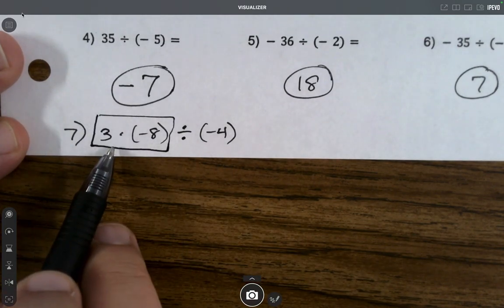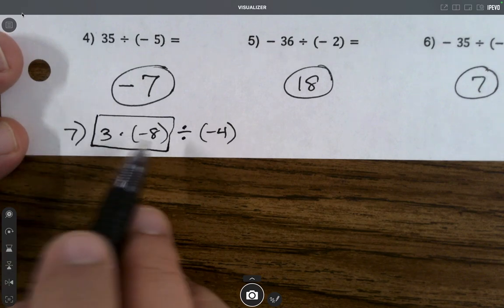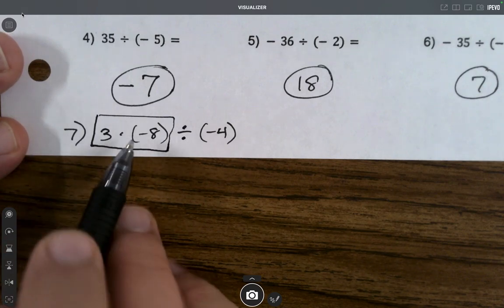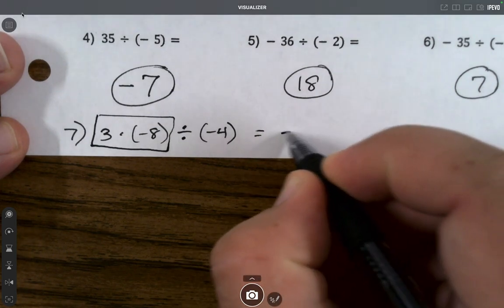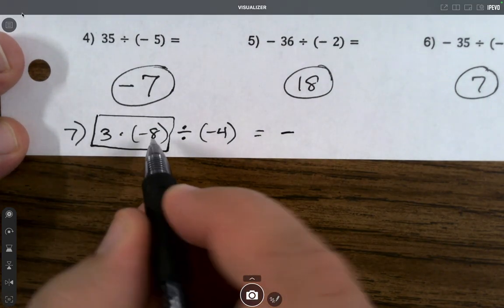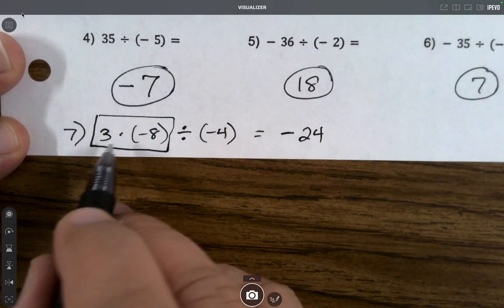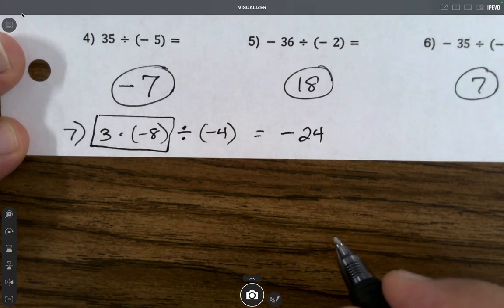So my first step is to just think about 3 times negative 8. Those two have different signs, so I know their answer is going to be negative. And 3 times 8 is 24. Because their signs are different, that's why it's negative 24.